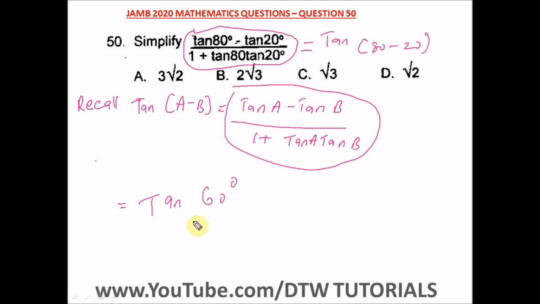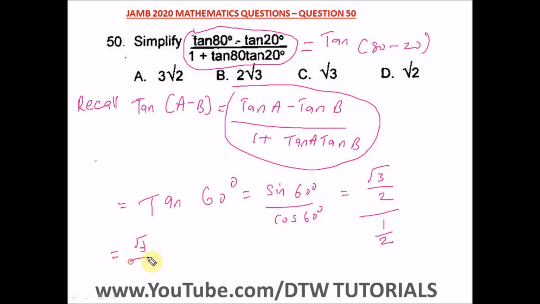And remember that tan 60 degrees is equal to sine 60 degrees over cos 60 degrees, which is equal to root 3 over 2 over 1 over 2, which is equal to root 3 over 2 times 2 over 1. The 2 cancels, and our answer is root 3. So our answer is this.